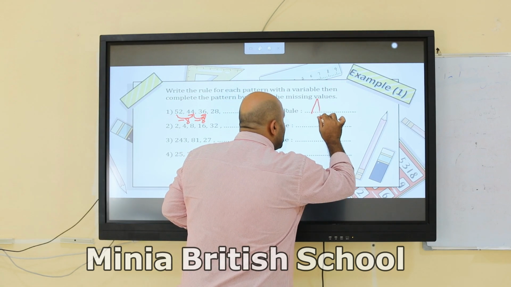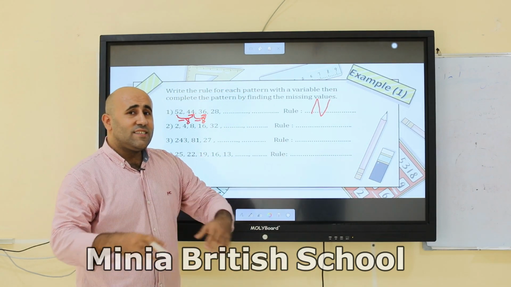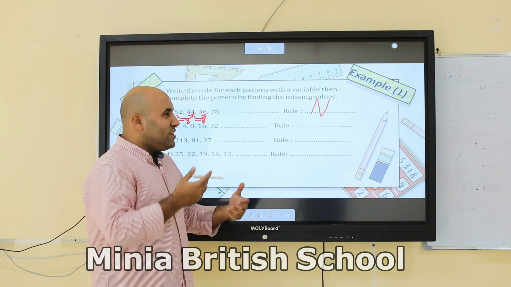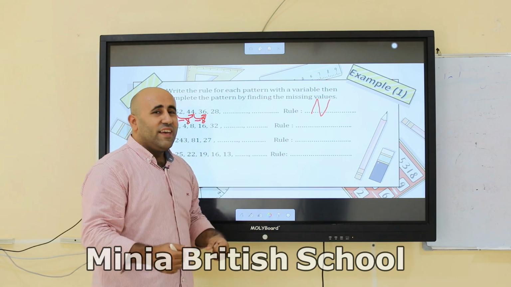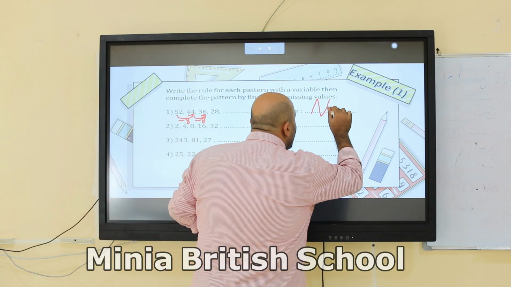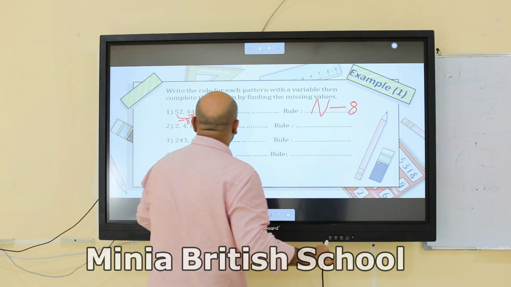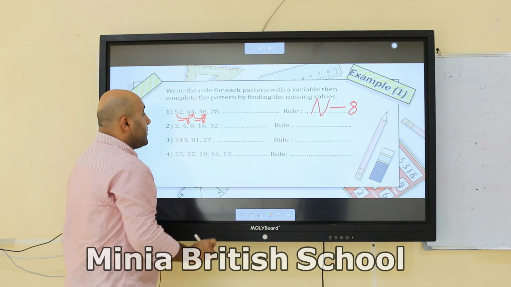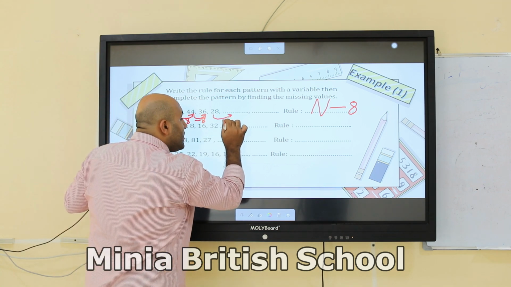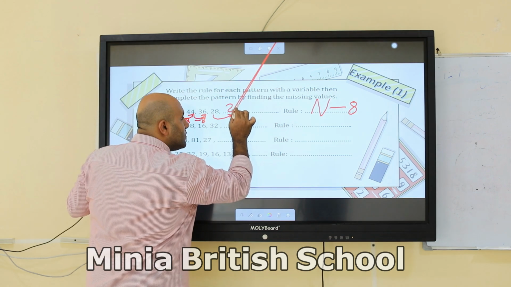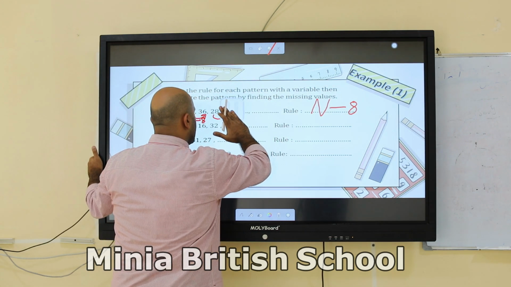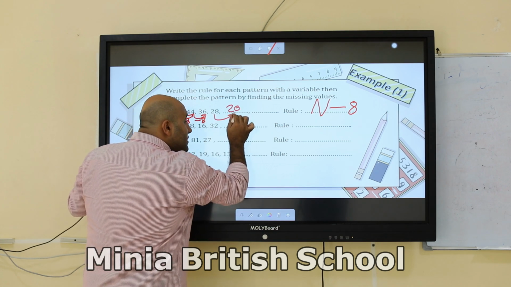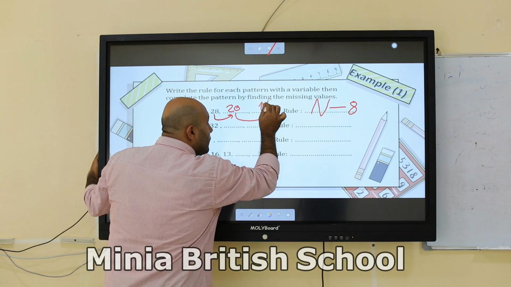Any number will be symbolized by n. You can put any symbol you want, you can say P or S, but I'll choose the easy one for each number, so the symbol will be n. It is subtracted by 8, so it will be n minus 8. This is the rule, so I can apply it to all numbers. 36 minus 8, 28 minus 8 gives me 20. 20 minus 8 will be 12, and so on.